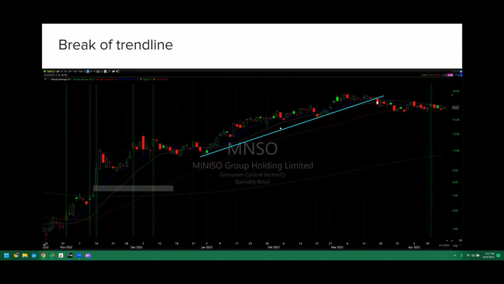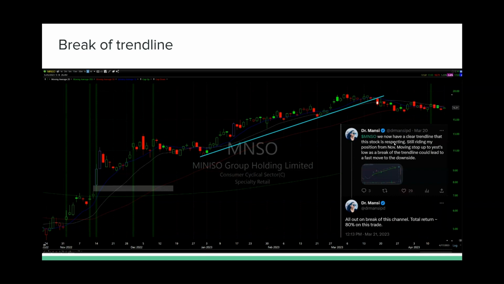Because otherwise, if your criteria is only 2 points, you can connect any 2 points and draw a trend line here or here or here, and it's not very meaningful. But once it's connecting 3 lows, that's a very meaningful trend line. And so on this day, when it broke that trend line and closed below it, that's when I actually got out of my entire position in Miniso.